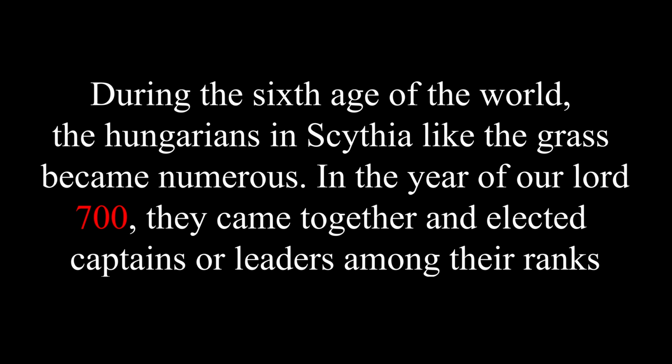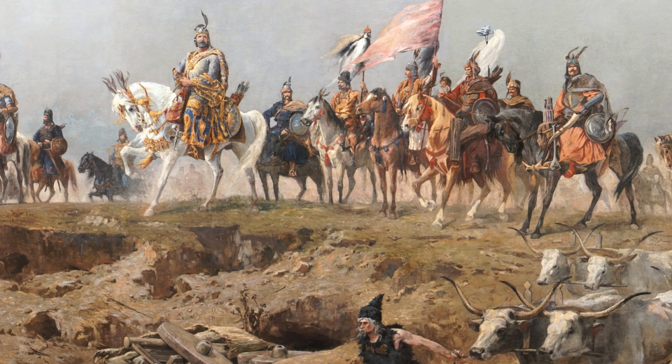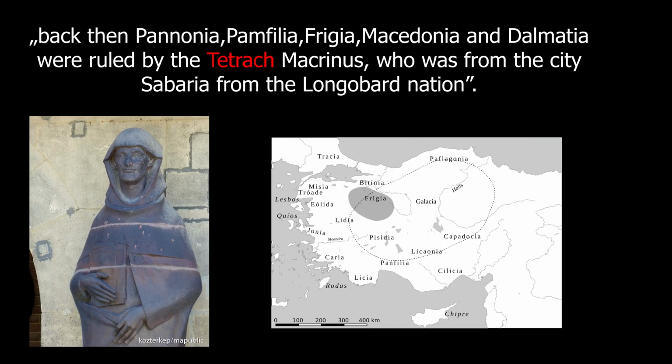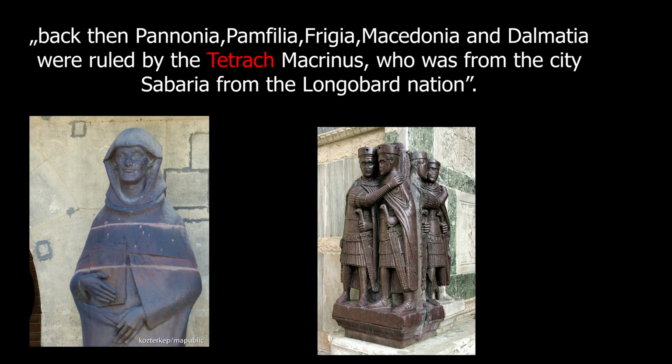This event supposedly happens during the life of Attila. However, according to the official version, at this point Attila was dead for around 250 years. After the Huns or Hungarians arrived in the Carpathian Basin, they settled near the river Tisza. Kéza writes the following. Back then, Pannonia, Pamphylia, Phrygia, Macedonia, and Dalmatia were ruled by the Tetrarch Macrinus, who was from the city of Sabaria from the Longobard nation.